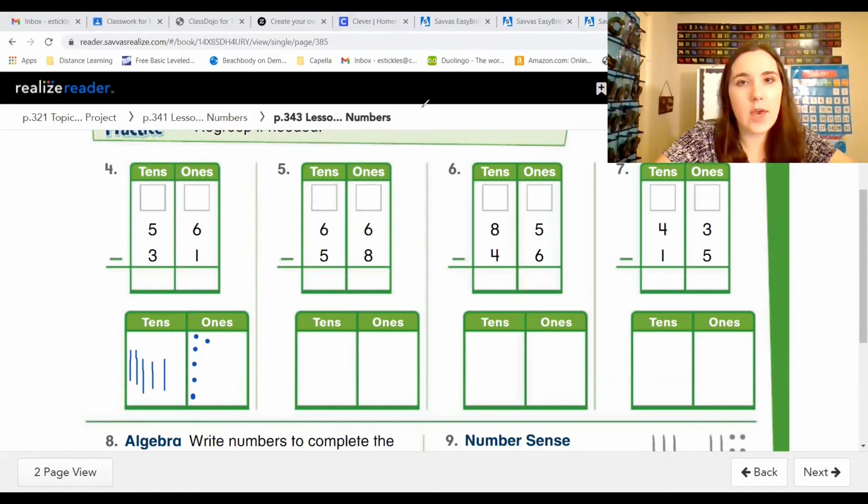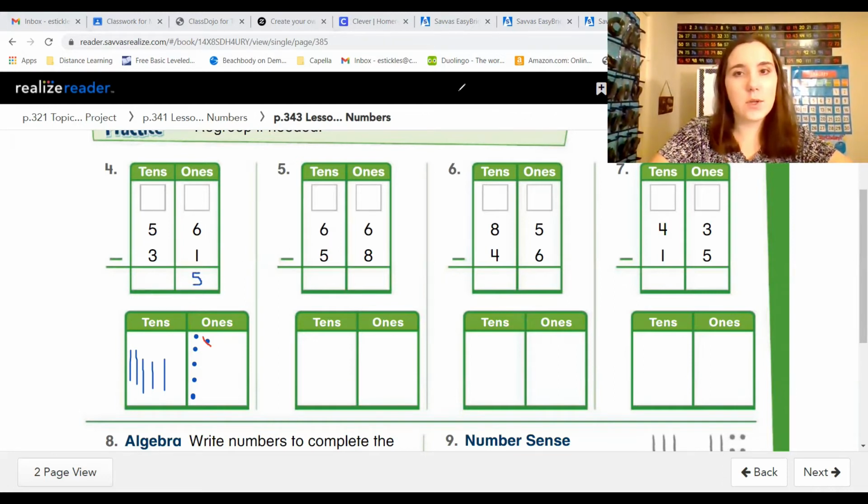Now let's see if we have enough ones to do our subtraction problem. We have 6 ones minus 1. Do we have enough? We do, so we don't have to regroup at all. 6 ones minus 1, let's double check down here. If I cross off 1, how many am I going to have left? 1, 2, 3, 4, 5, right? We'd have 5 left. So 6 ones minus 1 is 5.